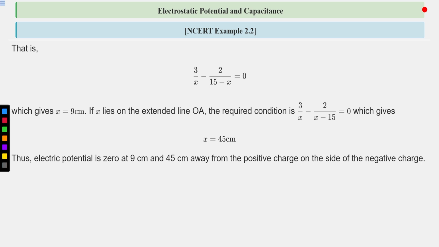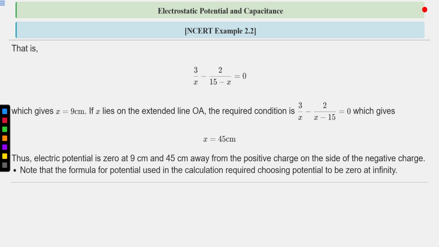Now x equal to 9 centimeter lies between these both charges, but x equal to 45 centimeter lies beyond point A. So these are the two possible values of x for which the potential on the x-axis is 0 due to these both charges. Thus, electric potential is 0 at 9 centimeter and 45 centimeter away from the positive charge, on the side of the negative charge.